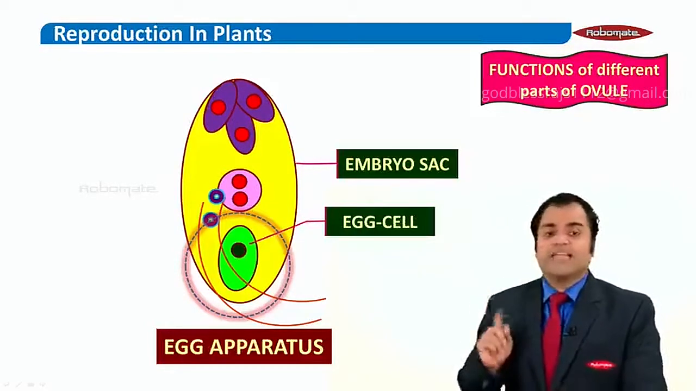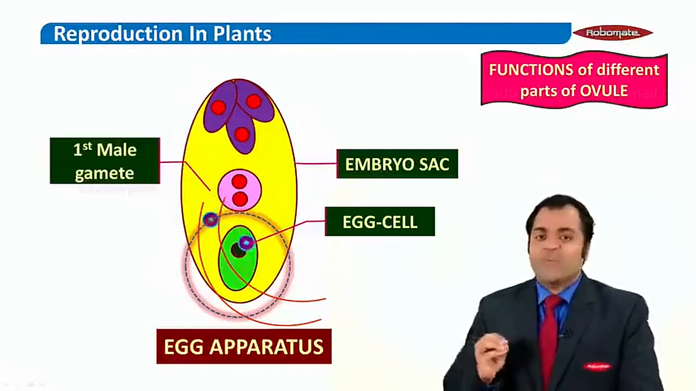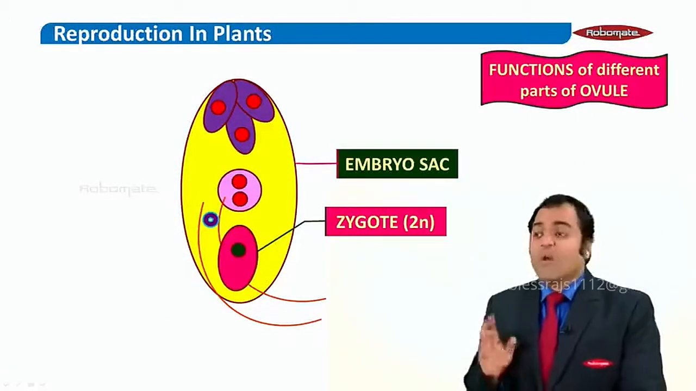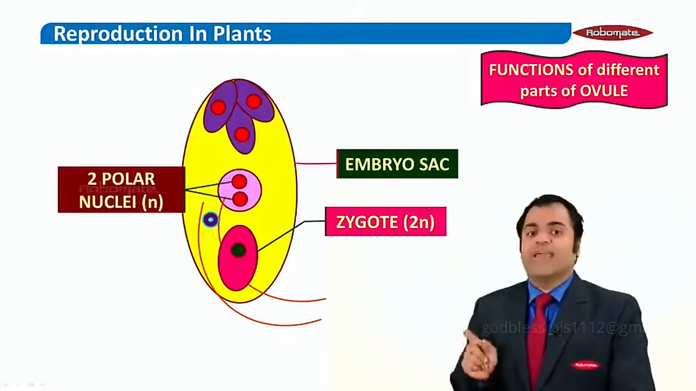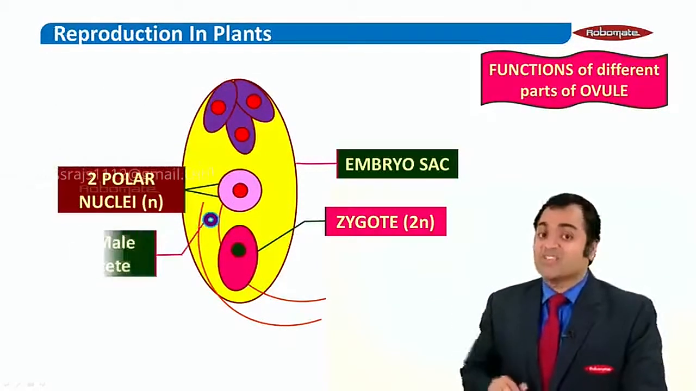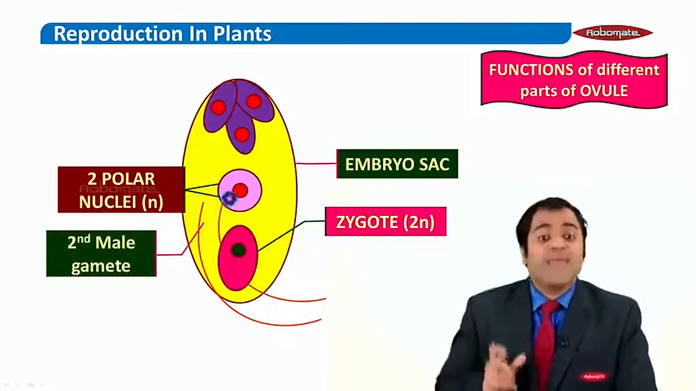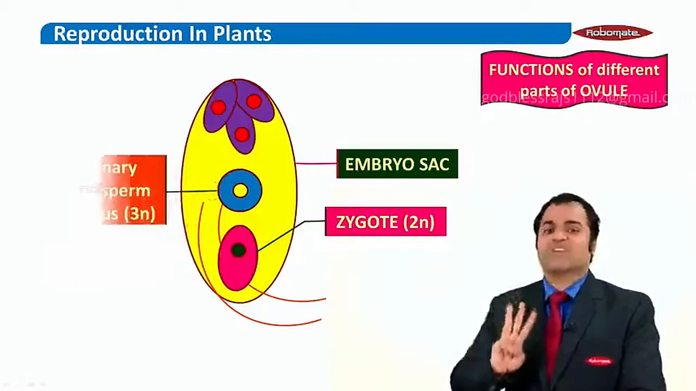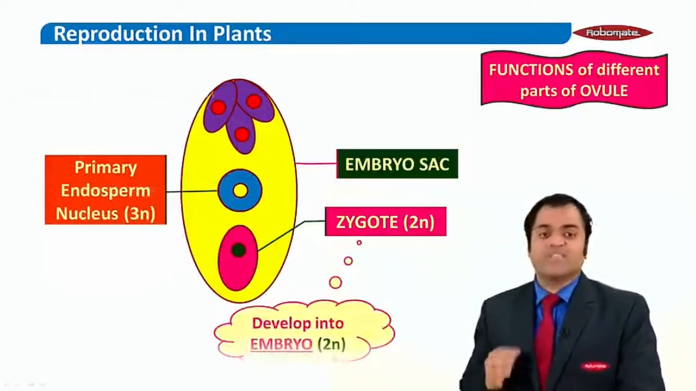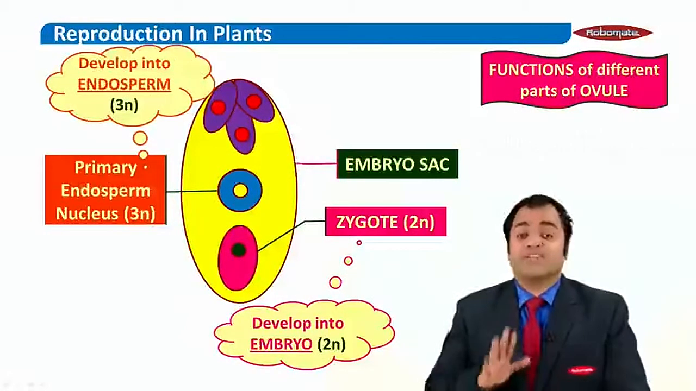The egg cell will fuse with the first male gamete, and on fusion they will form a diploid structure which is called the zygote. Is that okay? Very good. Now what you remember is right in the center are those two polar nuclei. Before they can get fertilized, they are going to fuse to give you one structure. Yes, and that structure is called the secondary nucleus. Remember? Now this secondary nucleus is going to fuse with the second male gamete and give you a triploid structure called the primary endosperm nucleus. Later on in the development, the zygote will develop into the embryo, which will also be diploid, and the primary endosperm nucleus will develop into the triploid endosperm.